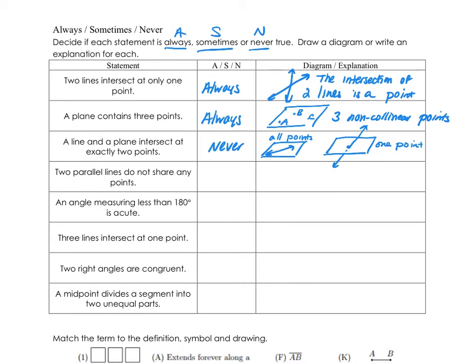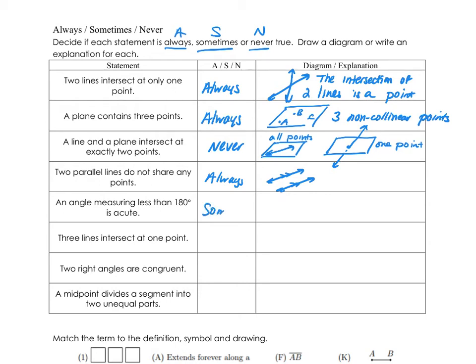Alright, the next one, two parallel lines do not share any points. That's always true. That's the definition of parallel. They don't intersect. Alright. The next one says an angle measuring less than 180 is acute.